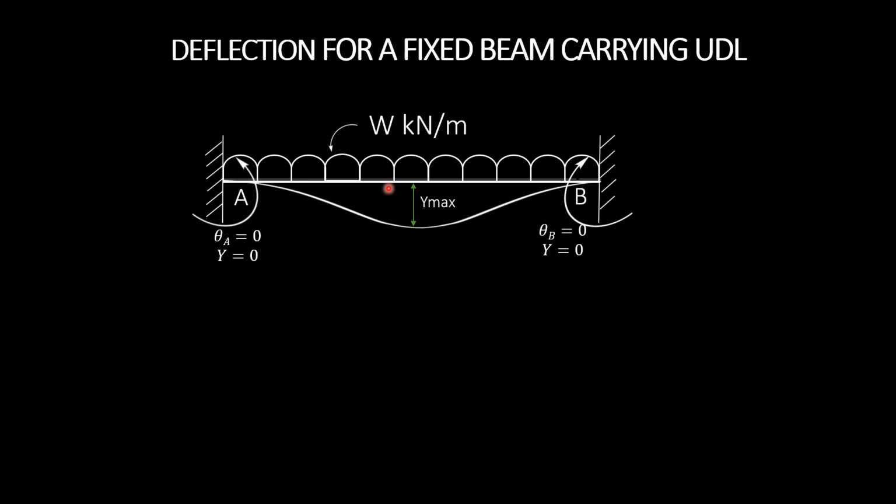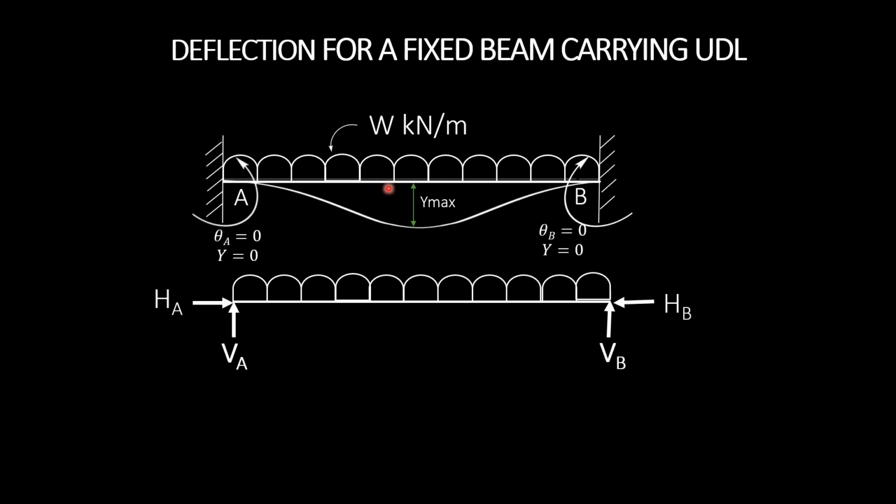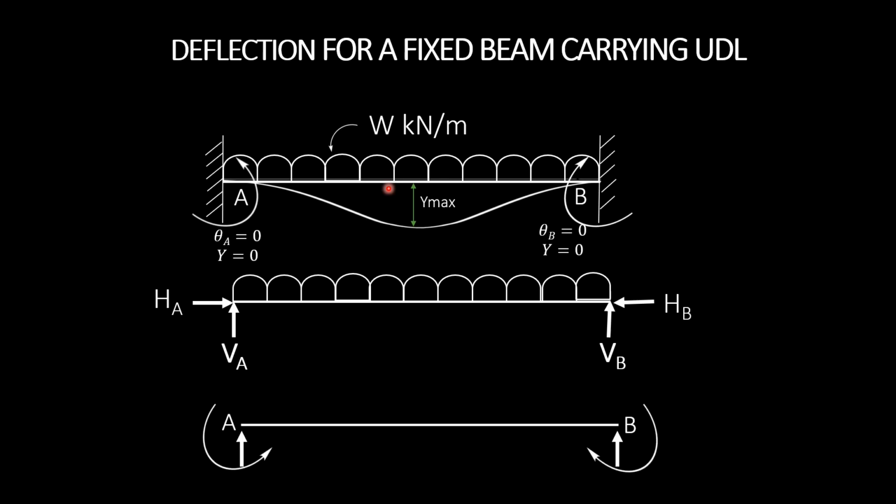That means in the first case, we will divide this beam into a simply supported beam carrying UDL. We can easily analyze this beam by using equations of equilibrium. In the other case, we will apply the end moments and then we will combine these effects and find out the fixed end moments and deflections.